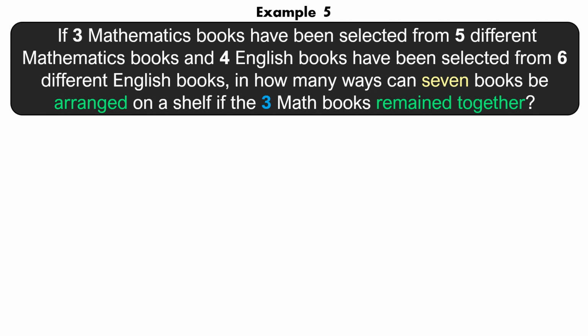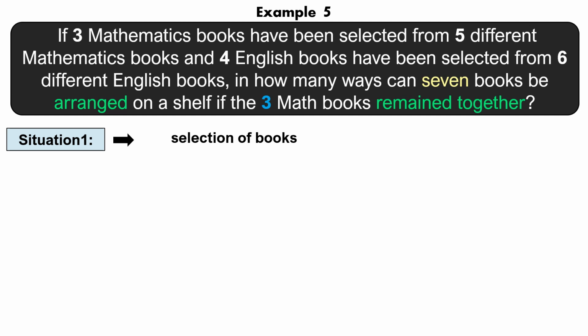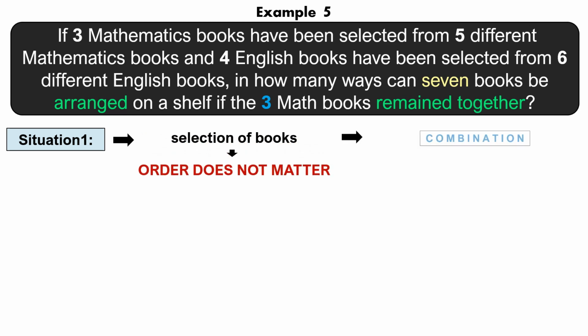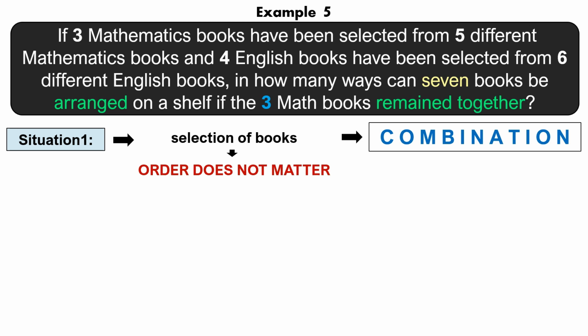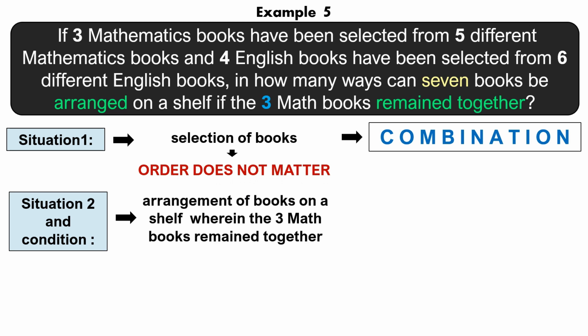In this kind of problem, we have 2 different situations. The first one is the selection of books, and in this case, the order does not matter. So, this is a combination. While on situation 2, after the selection of the books, it requires an arrangement of books on a shelf wherein the 3 mathematics books remain together. And with that, the order matters. And so, this is a permutation.